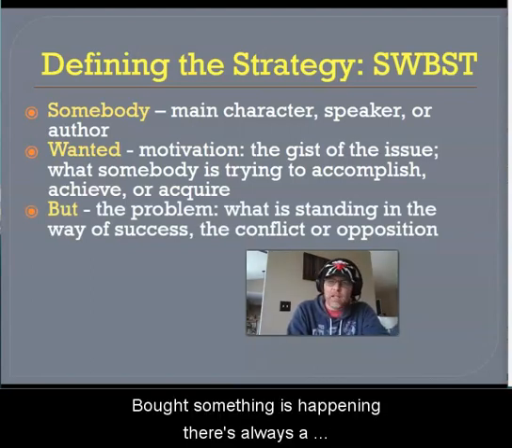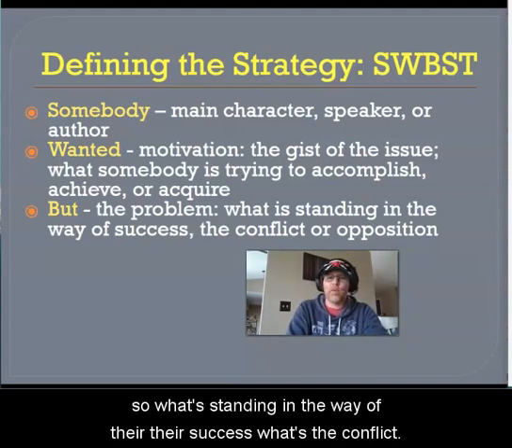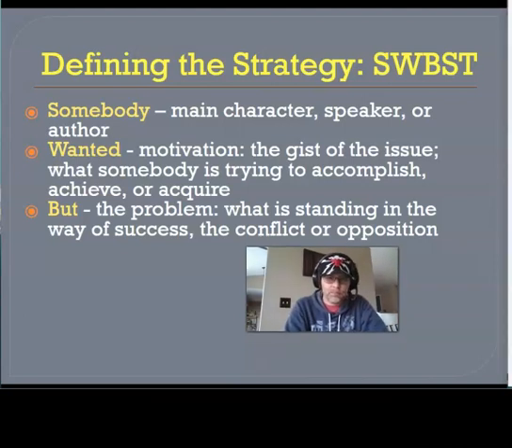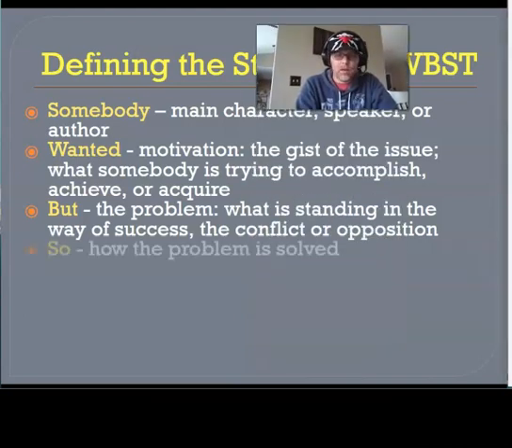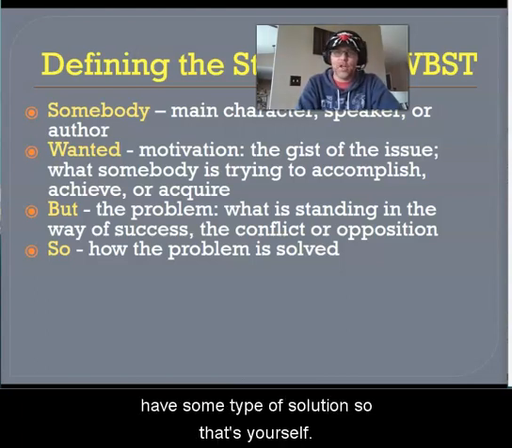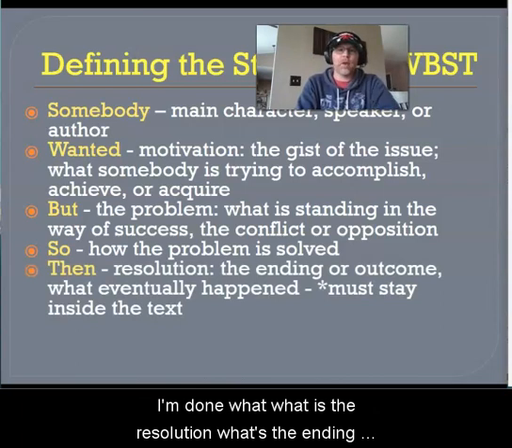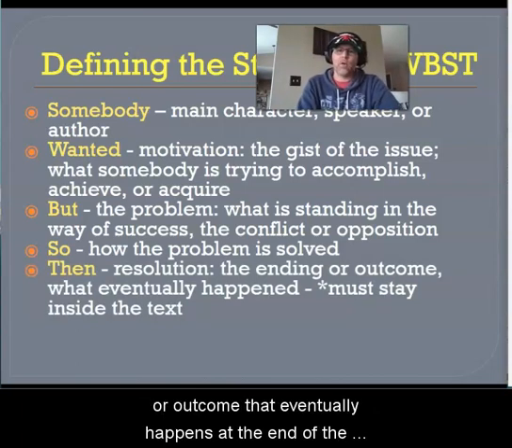But something is happening. There's always a problem, whether you're reading fiction or nonfiction. So what's standing in the way of their success? What's the conflict? So, how is the problem solved? Every problem that gets presented in a text has to have some type of solution. So that's your so. And then what? What is the resolution? What's the ending or outcome that eventually happens at the end of the text?